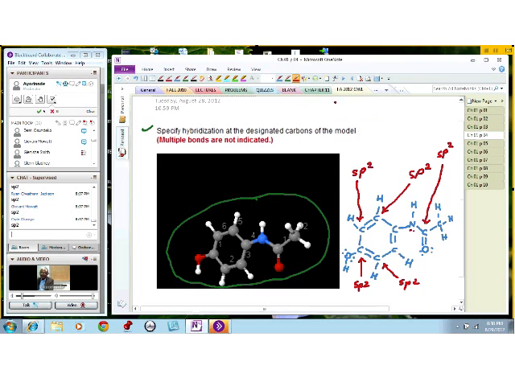For example, this is a water molecule right here. To complete the structure of the water molecule, what do I need to do with oxygen? How many non-bonding pairs of electrons do I need? 2. Okay, so I place 2 electrons here and 2 electrons here.